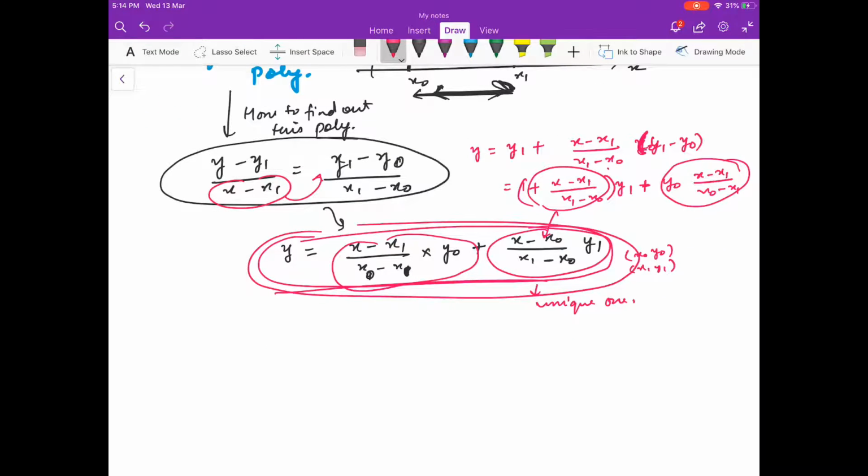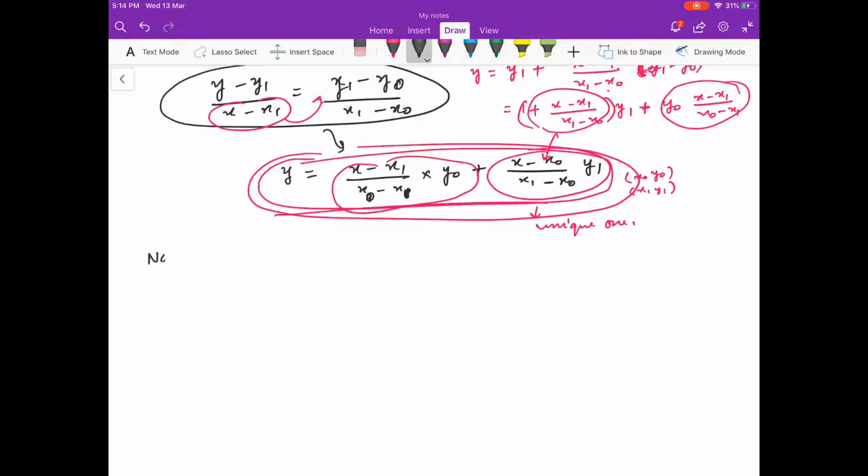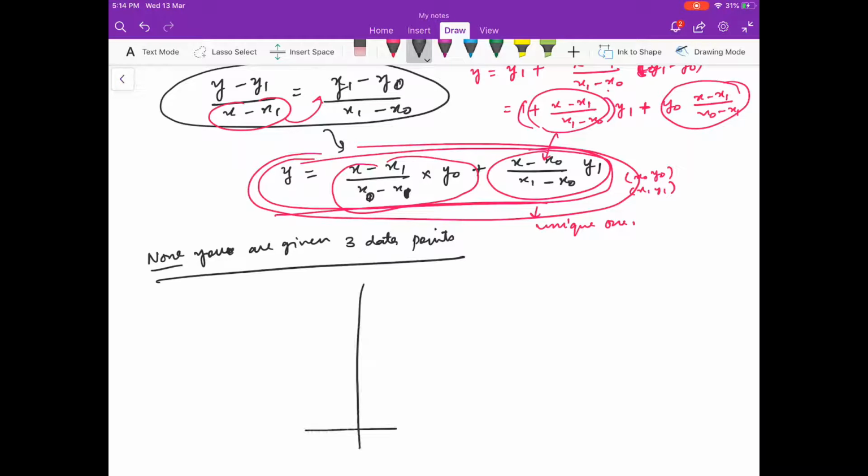Now let us go for polynomial of degree 2. Now suppose you are given 3 data points. So you have this situation, x0, y0, and then you have x1, y1, and then you have x2, y2, and passing through 3 points there is a unique polynomial of degree 2. There cannot be any other polynomial of degree 2 passing through these 3 data points, and at most 2. Sometimes if your points are collinear, then the degree of the polynomial is going to be 1 only.